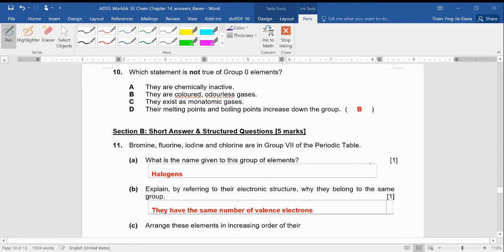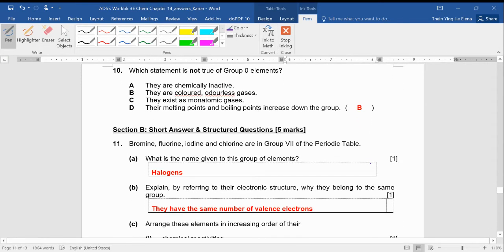Question 10. Which is not true of group 0 elements? They are definitely inactive, that's why they can exist as atoms on their own. They don't need to chemically combine with any other element. They exist as monoatomic gases. Okay, their melting points and boiling points increase down the group. That's true. They are colored odorless gas. That is not necessarily true. Okay, they are not colored odorless gases. Alright, so the best answer would be B.